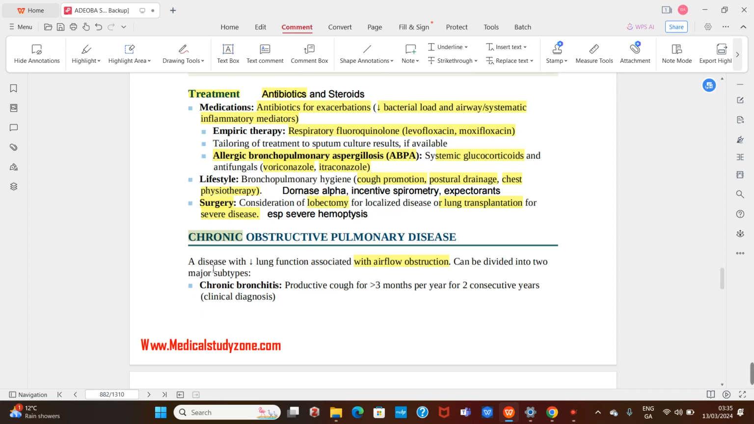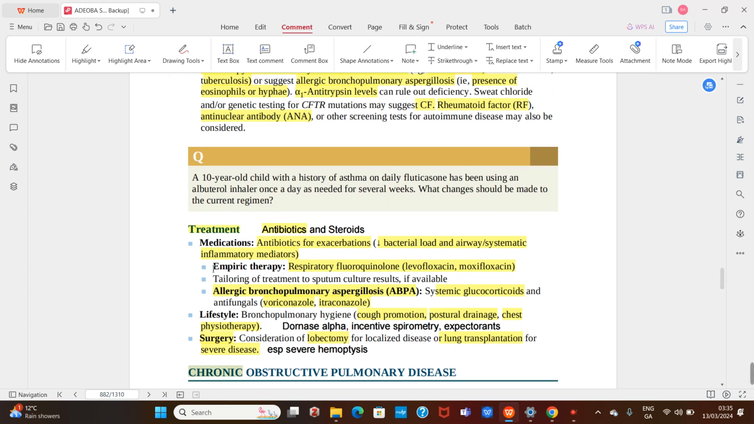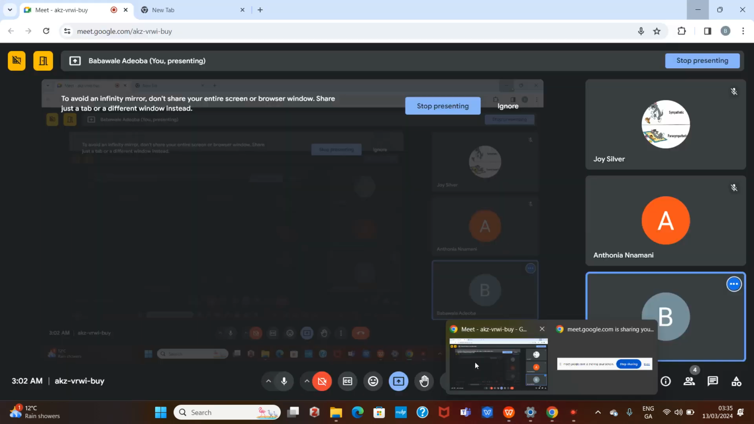Okay, so Dr. Baba, what do you mean by incentive spirometry? There's this thing, I don't know if you remember, for people that do surgery, there's this thing that they blow. They tell them to be blowing. All those things can prevent the lungs from collapsing, and can also facilitate mucus drainage. Let me show you the picture of what I'm talking about.